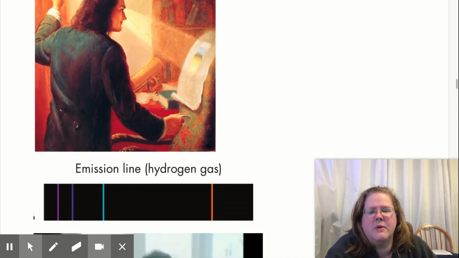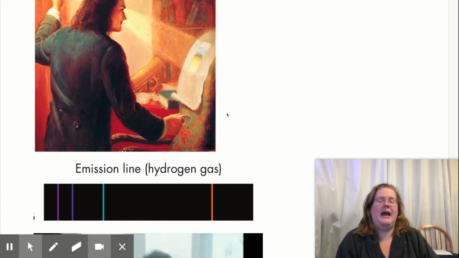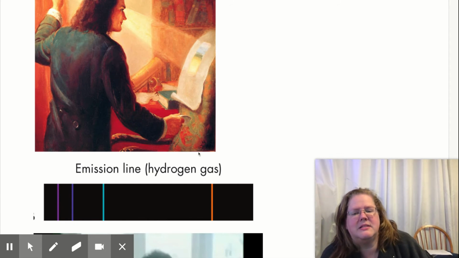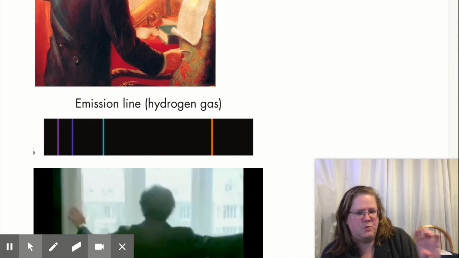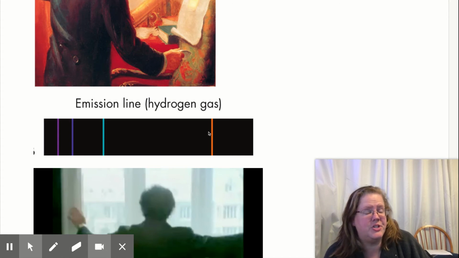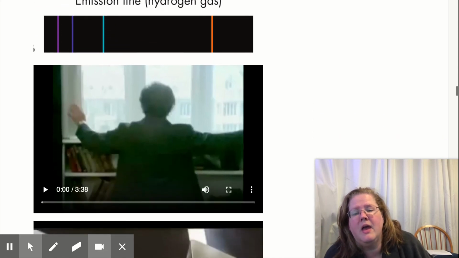And he also went on to discover that each gas emits different lines, and this is an emission spectrum. So there's this whole spectrum of the colors, the ROY G. BIV, and each gas as it burns actually emits a different color signature. And that's how we can differentiate one gas from another. It's how we can tell what gas is comprised in a star.